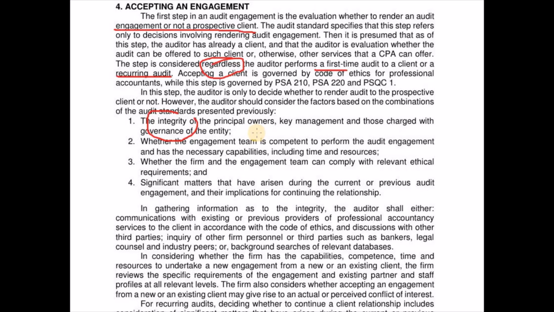na pwede nato buhaton. Una, makig-communicate sa ato ang predecessor auditor or sa predecessor auditor sa atong client. Unsa ba ni predecessor auditor? Predecessor auditor is ang auditor sa ato ang prospective client before siya nag-change og auditor og niadto sa ato. And then we can also communicate and inquire sa other third parties such as bankers, legal counsel, and industry peers na na-involvement sa ato ang prospective client. Or di kaya mag-background search ta sa relevant databases.